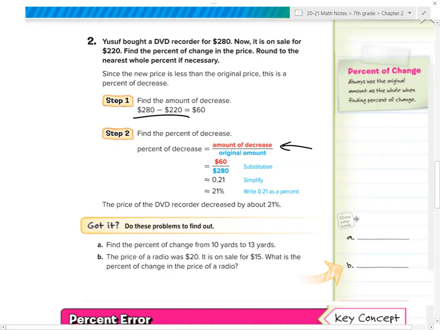So we're going to find the percent of change from 10 yards to 13 yards. So what we would do is I would take the difference, which is 13 minus 10. And although that's a simple question, I do want you to write what I just wrote.